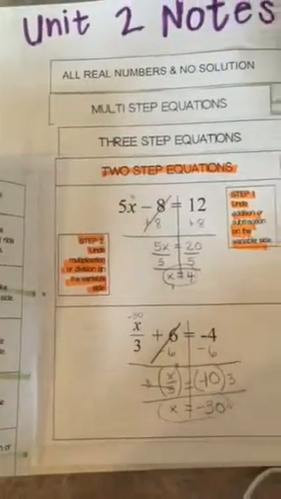X equals -30. And for homework 2-3 in your journal, that's going to be over here on page 10.